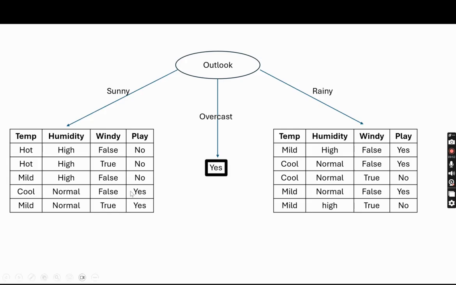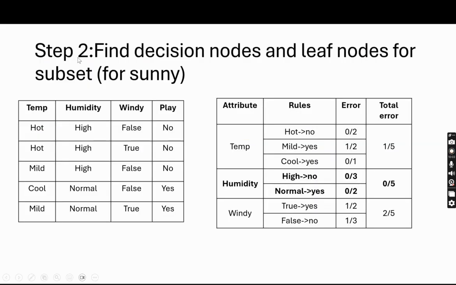For these subsets, we have to find the next decision node and the leaf node using the same logic we have followed for finding the root node. So your next step is finding the decision node and leaf node for the subset for Sunny. This is the subset we have calculated for Sunny, and for this subset the same logic is applied here to find the next decision node.